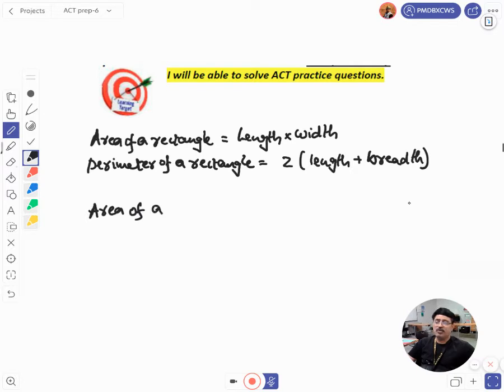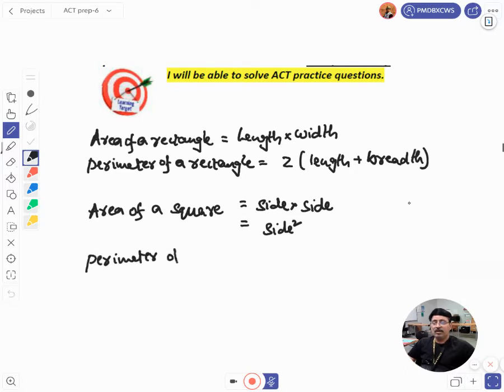So, area of a square, it is side times side. Or else you may consider this as side square also. It's one and the same. Next, perimeter of a square is 4 times side. So these are the rules.